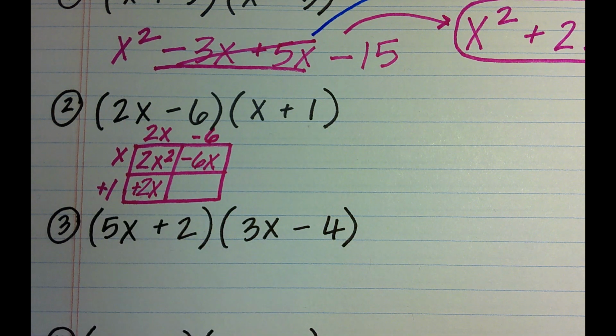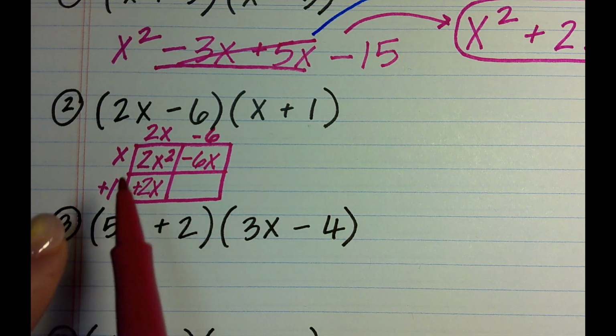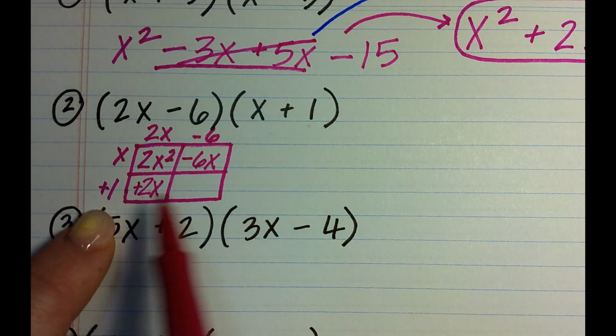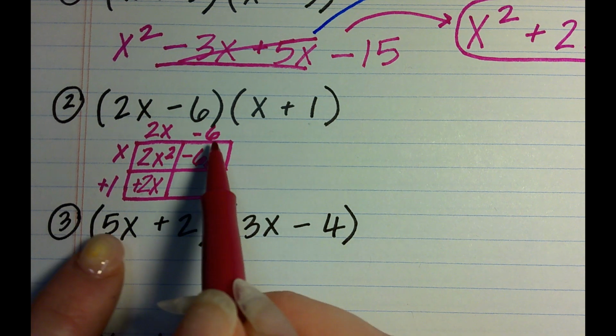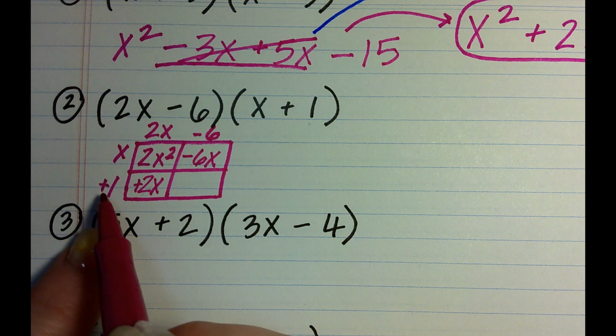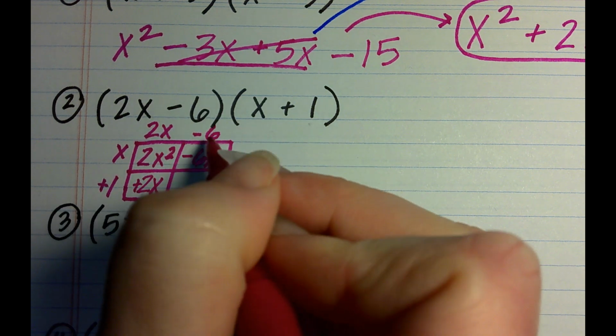-6. Okay, so this is something I saw a lot while walking around the room. It's very easy to accidentally add the numbers instead of multiplying. So we have -6 and 1. We're multiplying those, not adding. So we're going to get -6.